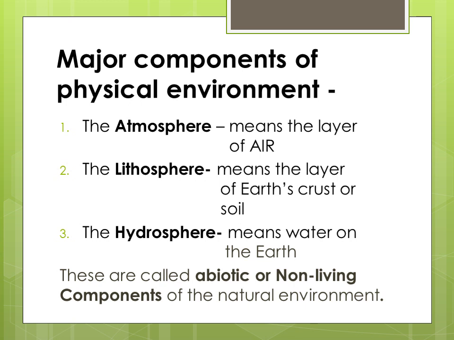Number one, the atmosphere. It means layer of air that surrounds you. For example, gases, dust, water vapor, etc. Number two, the lithosphere means outermost layer of Earth's crust or layer of soil. For example, mountains, hills, valleys, plateaus, etc. Number three, the hydrosphere means water on the earth.